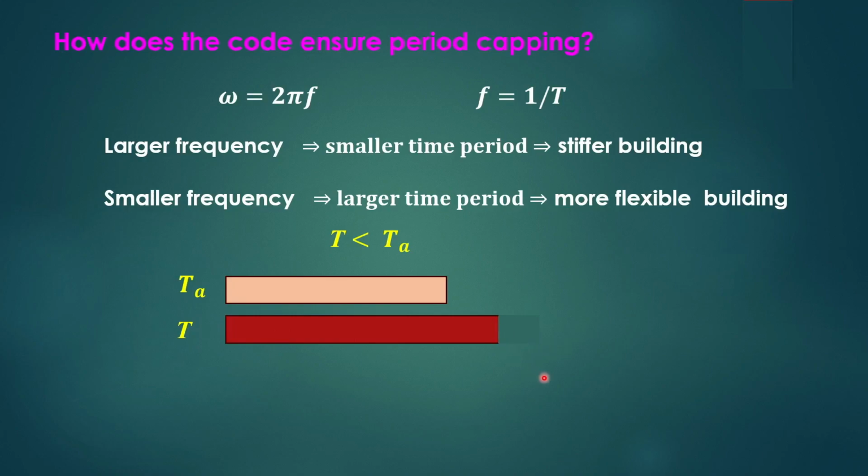How can we reduce it? One simple thing is, of course, you can increase the sizes of the members, and the system will become stiffer and the time period will reduce. So this you can do. However, the code is not telling you to increase the size of the members directly, but it is implying something indirectly, as we will see in the coming slides. The code wishes that the building is not very flexible, as we have already mentioned.